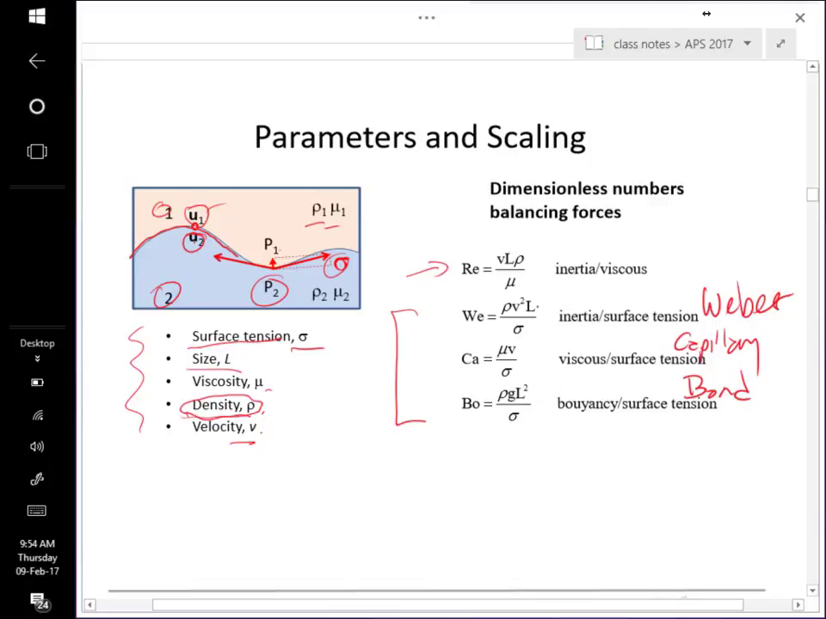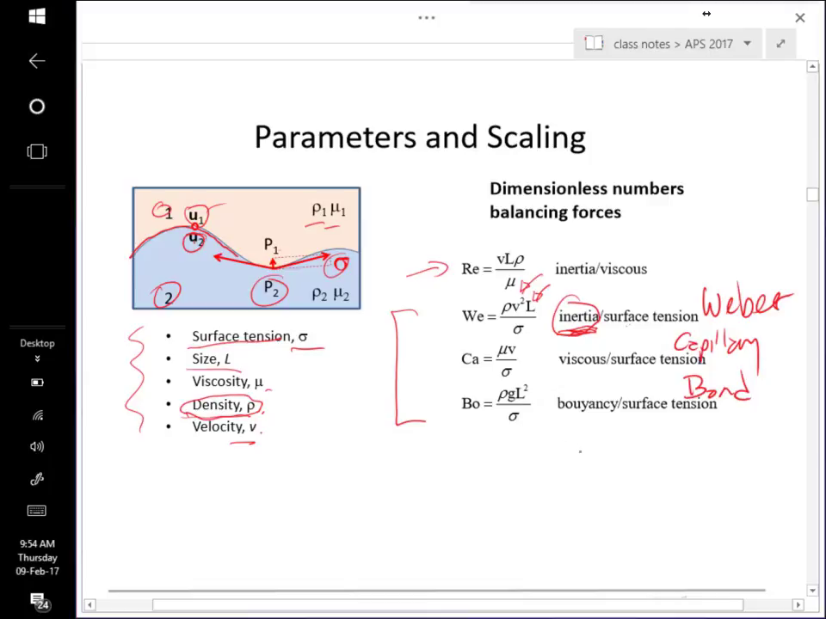The surface tension, well, for the Weber number, for inertia, as the velocity increases, the inertia becomes more important. That makes sense. But also we see this length term in there. So if we hold the velocity constant and the surface tension constant, just increasing the size of the problem increases the Weber number, and it makes inertia more important than surface tension.